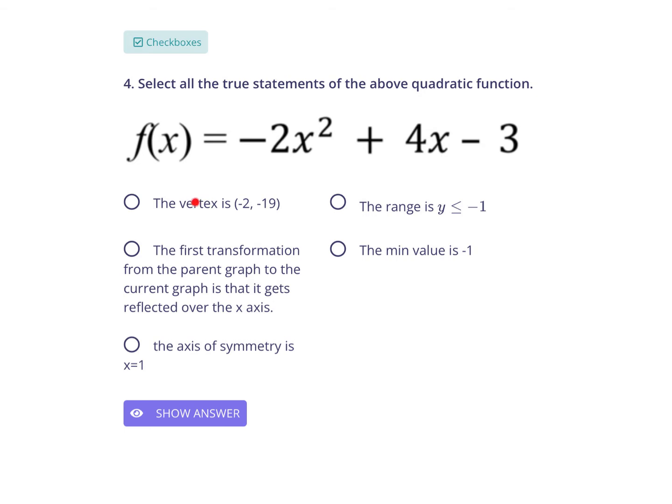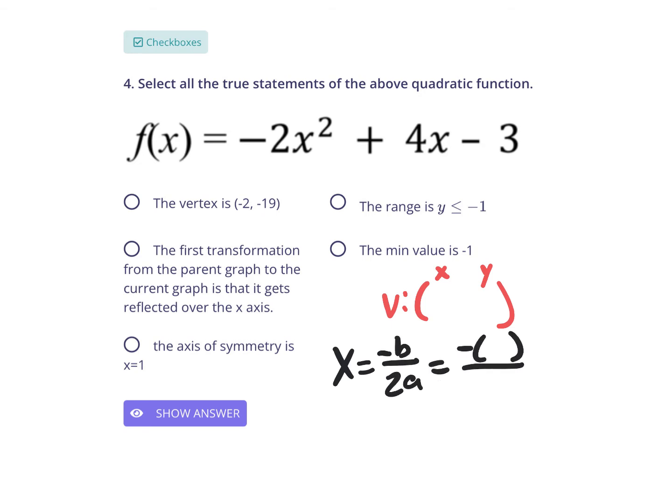As you can see, one option is the vertex, and that's how you should always start all parabolas when graphing. Find the vertex, okay? So let's find the vertex, which is going to be a coordinate, an x and y value, and we should all know that the vertex formula is x equals negative b over 2 times a, and when you use the formula, please use parentheses, negative parentheses over 2 times parentheses.